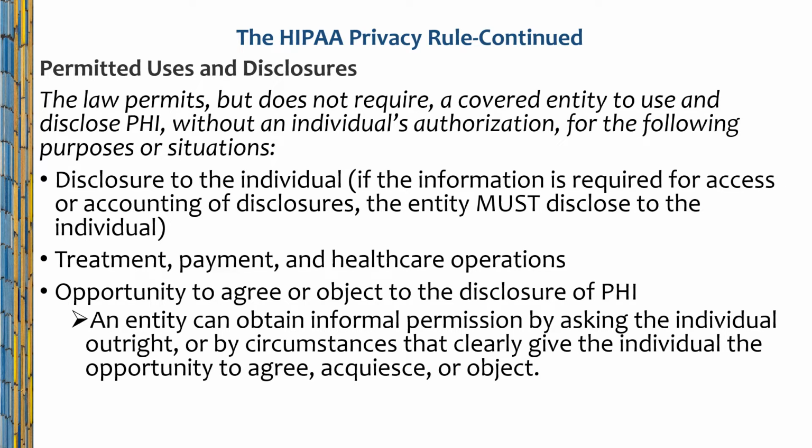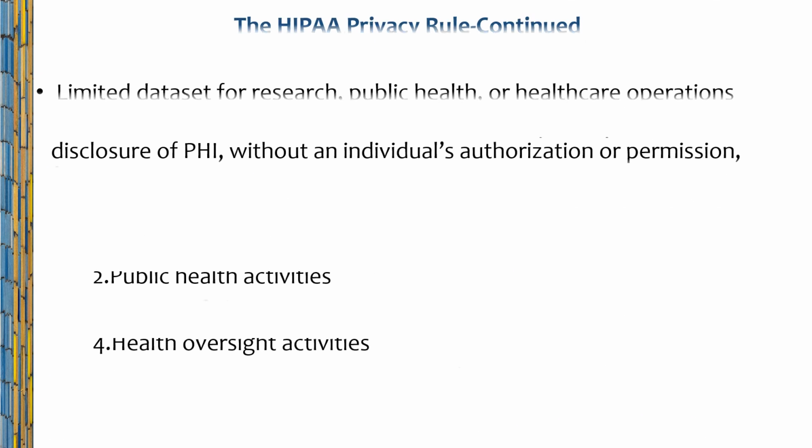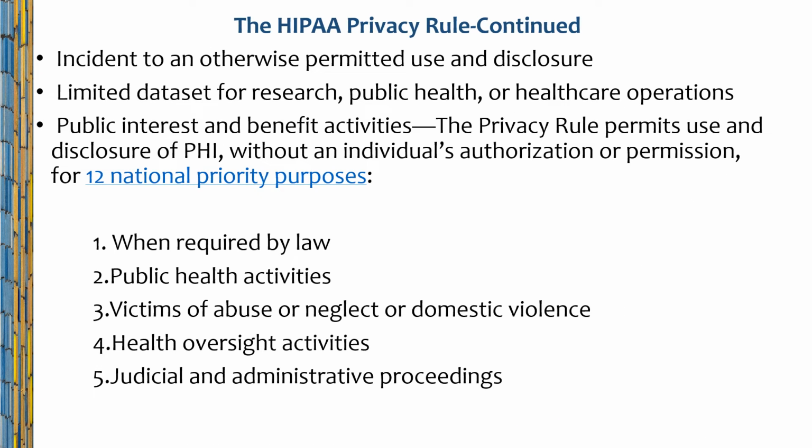Opportunity to agree or object to the disclosure of PHI. An entity can obtain informal permission by asking the individual outright or by circumstances that clearly give the individual the opportunity to agree, acquiesce, or object. Other permitted uses and disclosures are incident to an otherwise permitted use and disclosure, limited data set for research, public health, or healthcare operations, public interest and benefit activities.